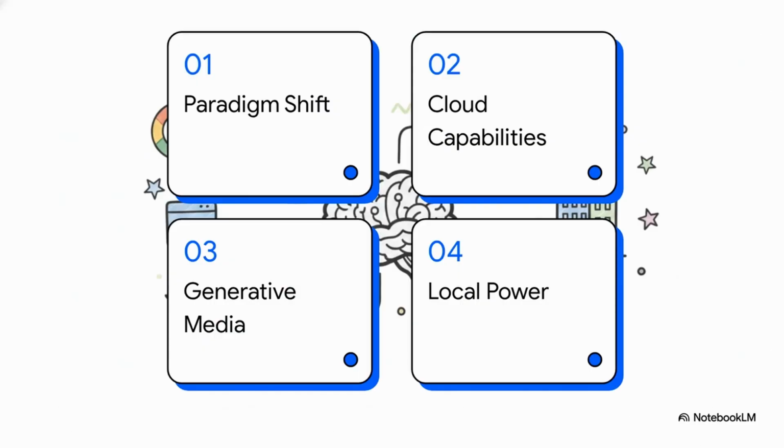To make sense of this shifting architecture, here is our roadmap for today. Number 1, the AI building paradigm shift. 2, multimodal cloud capabilities. 3, mastering generative media. And 4, local power with Gemma 4. Let's start building that modern AI tool belt.